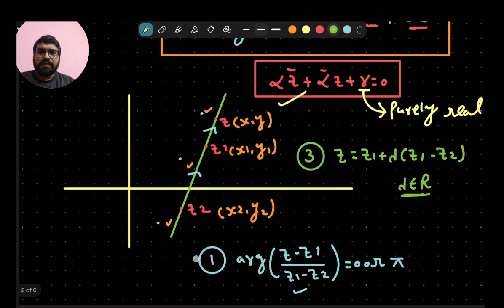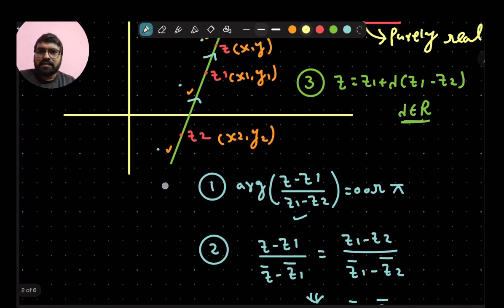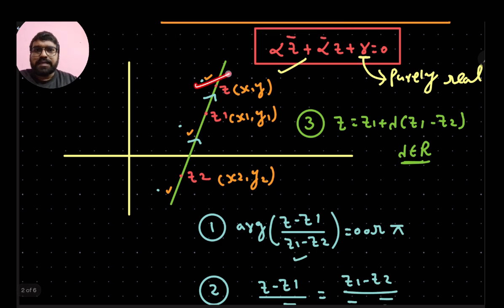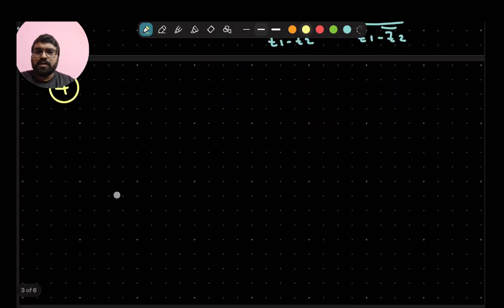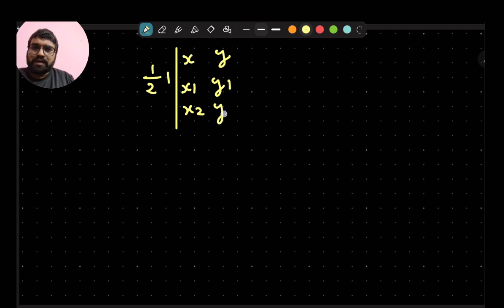And apart from this, I'm coming to the main part. Since the given points z, z1 and z2 are collinear, definitely the area formed by these 3 points will be 0. So if I want to write it in determinant form, then I can simply write 1 upon 2 mod of the determinant with rows x, x1, x2; y, y1, y2; 1, 1, 1, mod equal to 0, because the points are collinear.